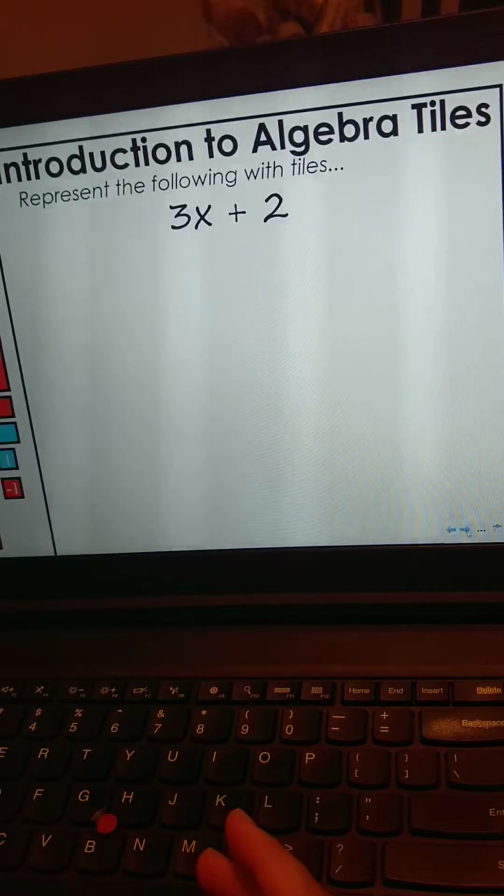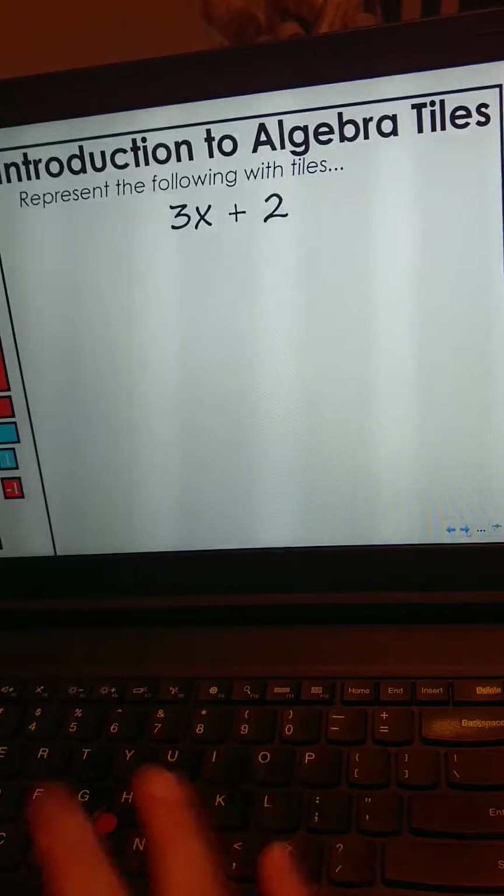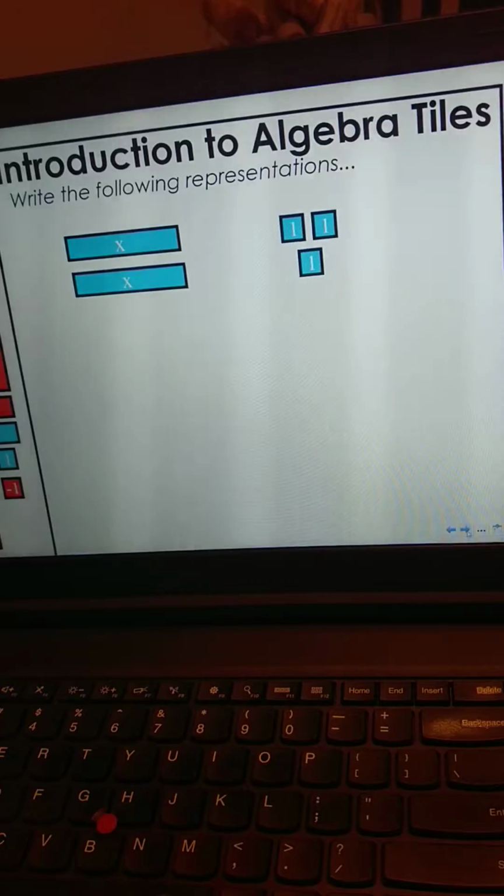Then I would give them something like this and have them try it out for themselves, kind of walk around the room and see where they are. And then I would say, okay, let's write the following representations. So for example, basically we've seen a lot of the numbers and we've represented it. Let's do it the other way around.